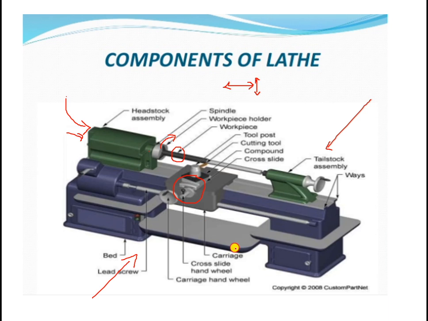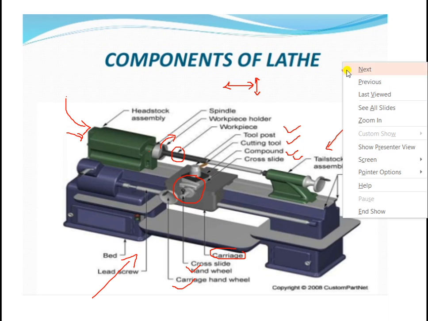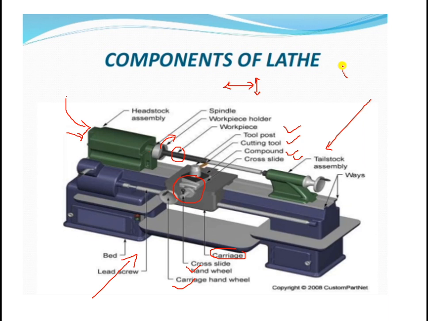This is the carriage assembly, on which you have the carriage hand wheel, cross slides, apron, and tool post. On the tool post a cutting tool can be mounted, along with the compound slide and cross slides. Here the cross slide hand wheel is available, but the cross slide is available here. So try to remember this. I have already told you, one minute, this is your workpiece, and this one I have just drawn. I will just draw it, one minute.